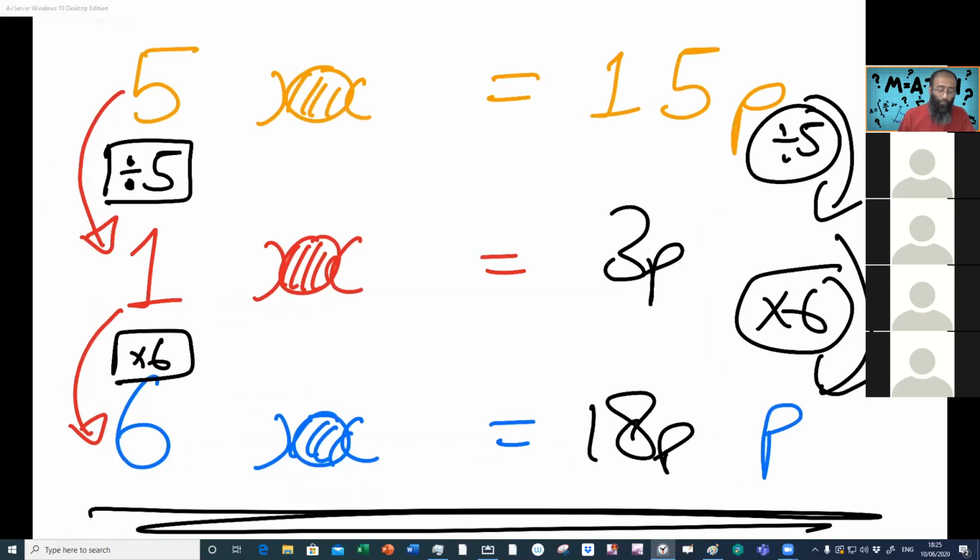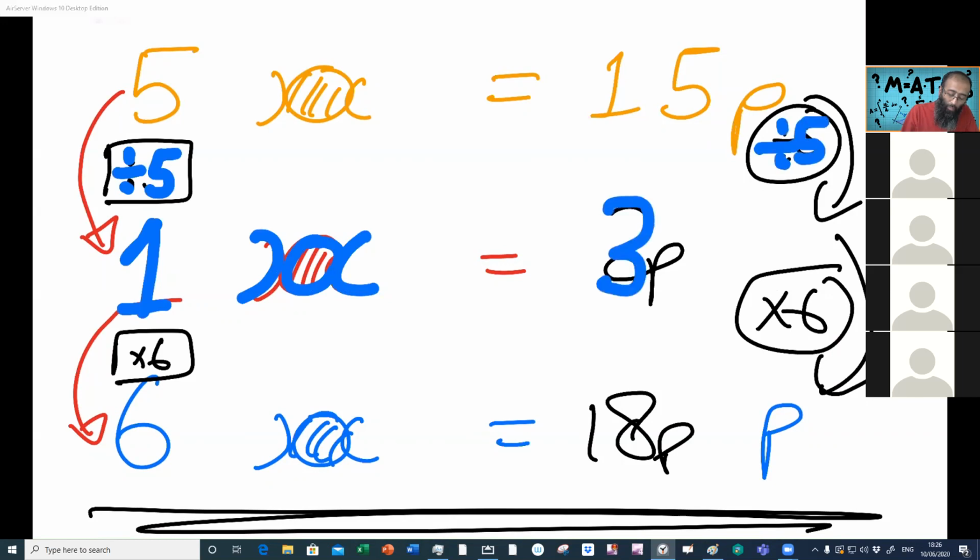We have 5 toffees that cost 15 pence. And the question said, what's the cost of 6? Now, we said that 5 doesn't go into 6. There's no multiplier for 5 that goes into 6 by a whole number. And 6 is not in the 5 times table. So it's not easy to get to 6 from 5. So we have to go again to the 1 toffee. So we work out the cost of 1 toffee by dividing by 5. Any number divided by 5 will give you 1. So what we did on the left, we repeated on the right. So that gave us a 1 toffee price of 3 pence.